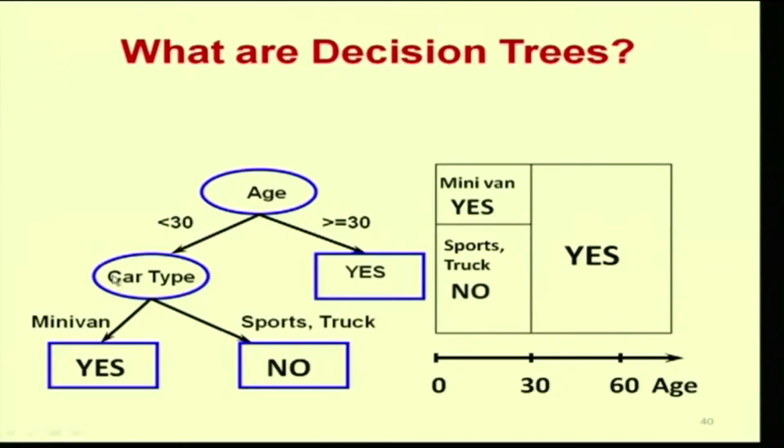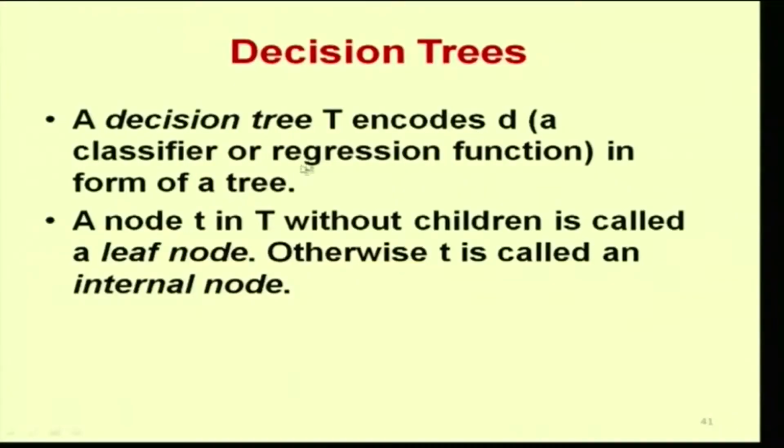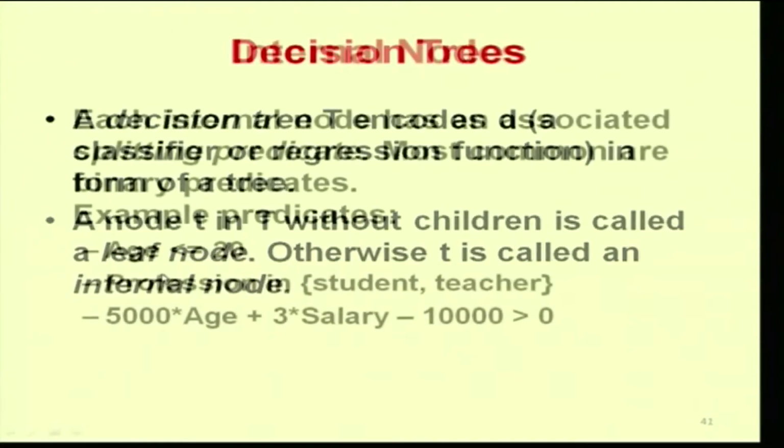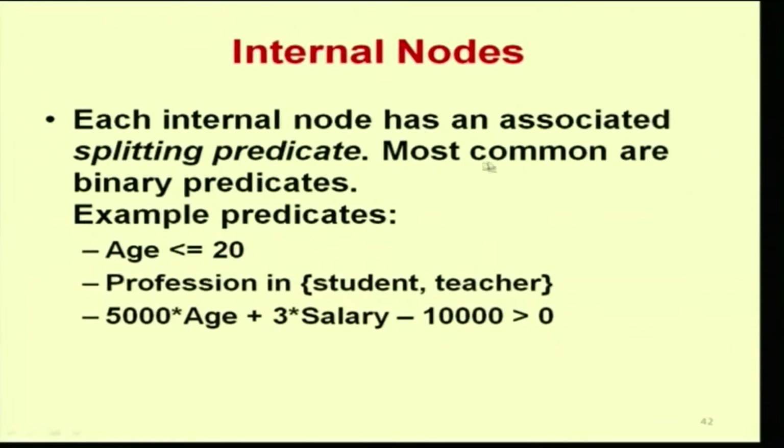Here the important part is that the depth of the tree should not go very high. A decision tree encodes D, a classifier or regression function, in the form of a tree. A node T in the tree without children is called a leaf node, and otherwise it is called an internal node. An internal node has an associated splitting predicate. Most are binary. For example, age is less than 20 is one branch and age is greater than 20 is the other; or profession in student, teacher, and the salary will be so much. It is not necessary that it should be binary, but you can put it as binary. Anything can be converted into binary.